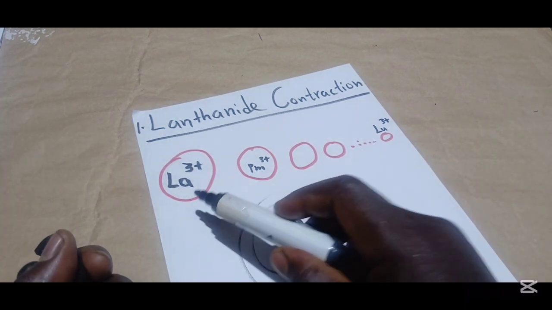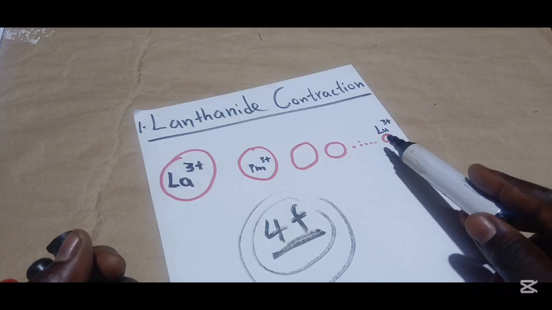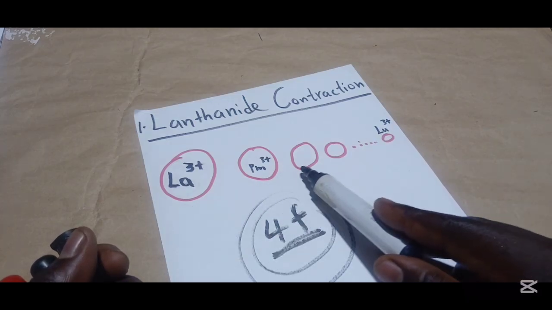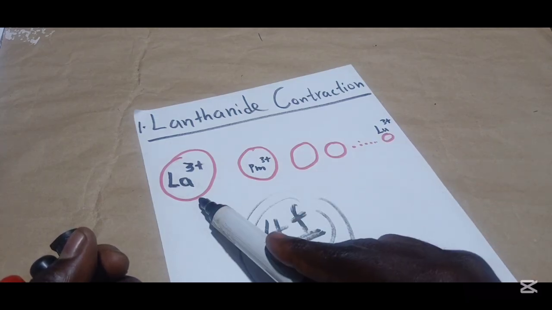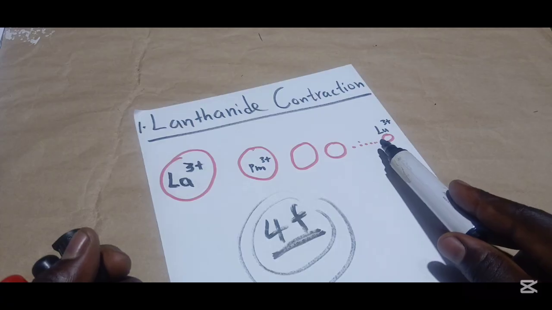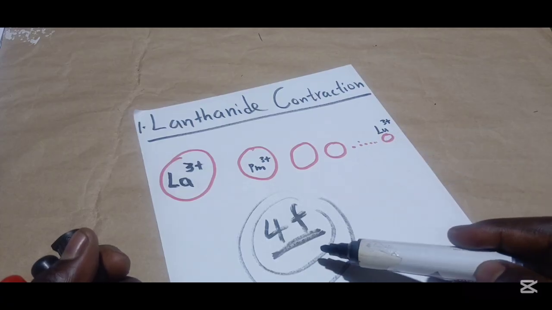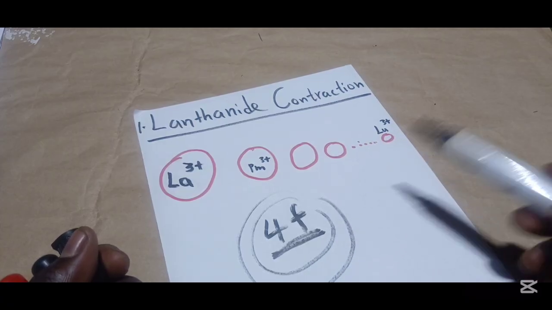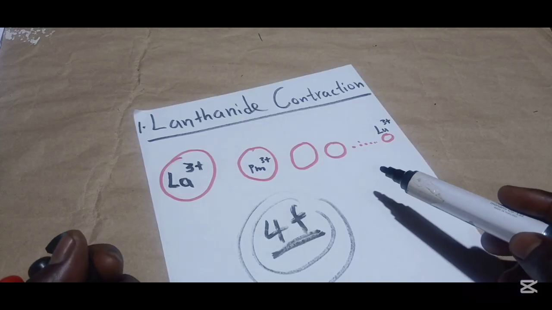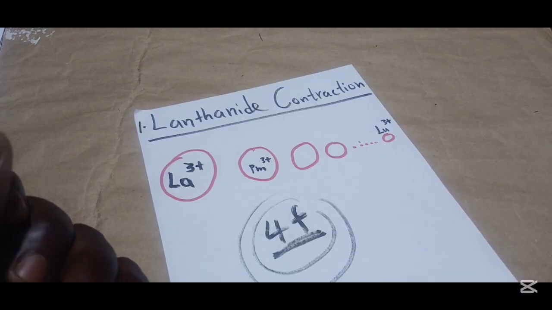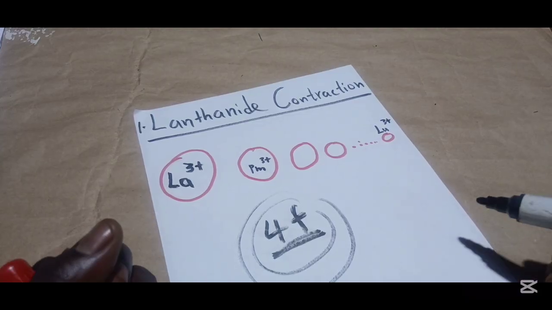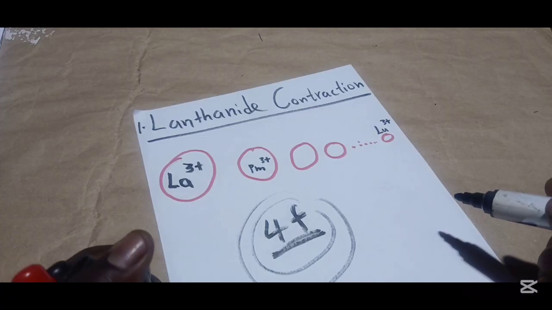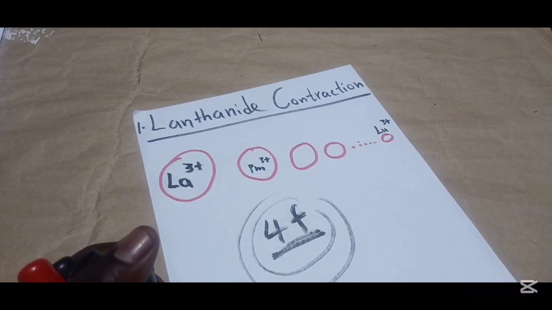So the effective nuclear charge therefore gets higher and pulls the outermost electrons towards itself strongly. So this is why from lanthanum to Lu, the atomic radii or ionic radii decrease, because as we go from left to right, the added electrons are being added onto the 4f orbital, and at the same time the effective nuclear charge is increasing, pulling the electrons strongly towards the center, causing a decrease in atomic and ionic radii.